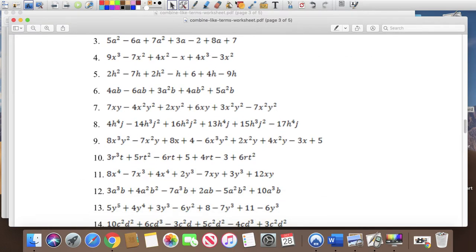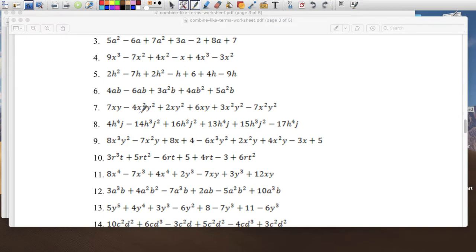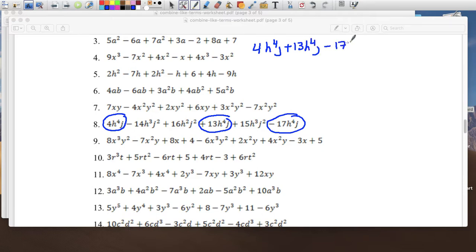Number 8. So again, you have to look for the like terms. So I'm going to start with the top. So it's this guy here, the highest. I always start with the highest, so the one that has the highest exponent. So it's that one. This one, they look the same, h4j, and this also looks the same, h4j. So those 3 I'm going to put side by side. So 4h4j plus 13h4j, that looks the same, and minus 17h4j.